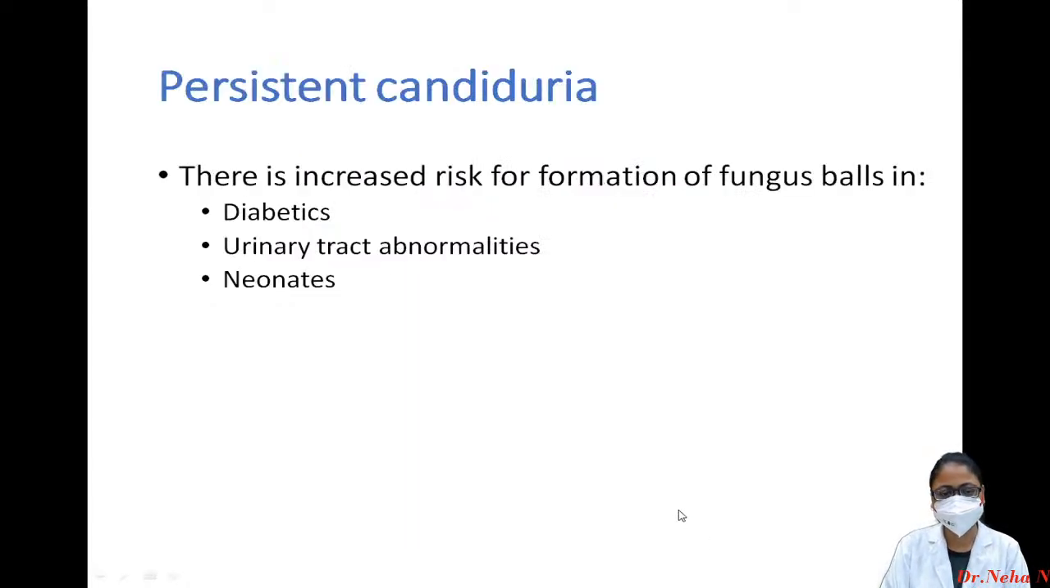Now coming to persistent Candiduria. If a person has persistent Candiduria, there are certain groups of high risk patients in which it should be addressed because there is increased risk of formation of fungus balls in them. These groups include diabetics, those with urinary tract abnormalities, and the neonates.